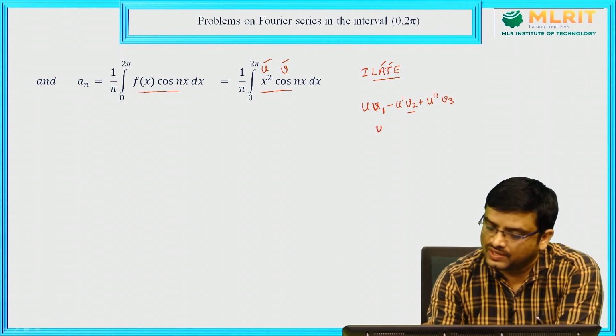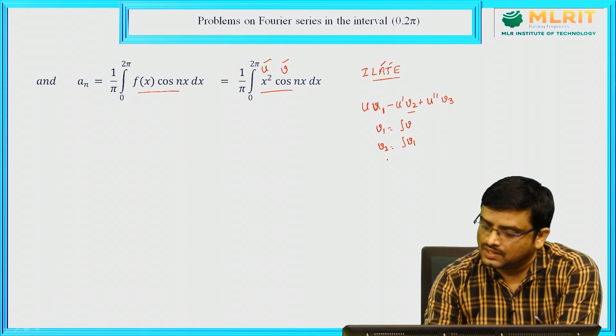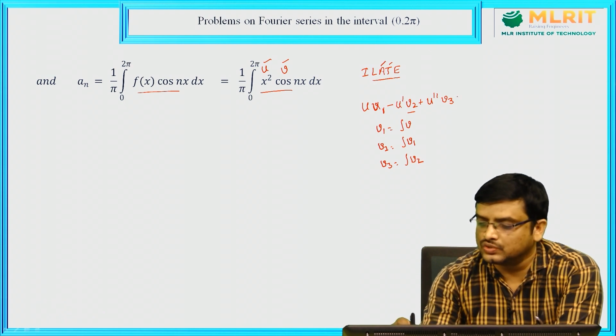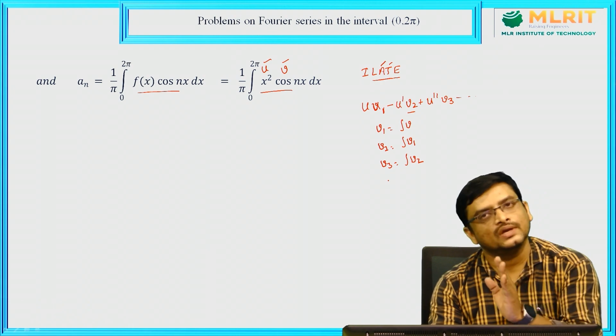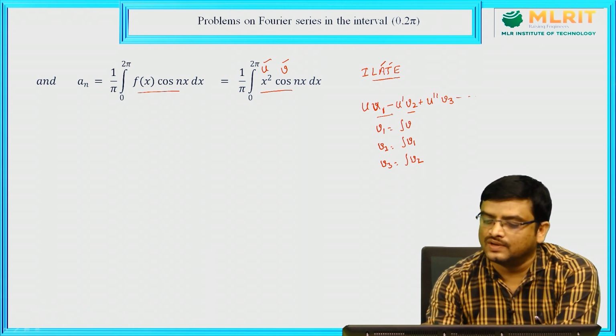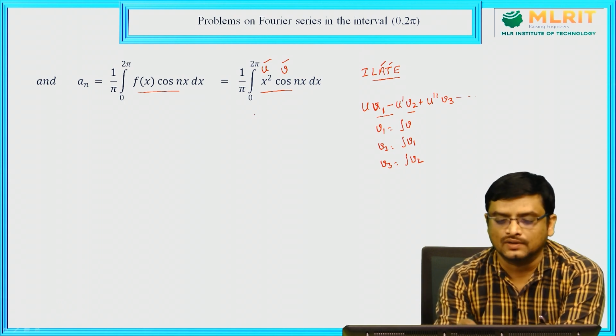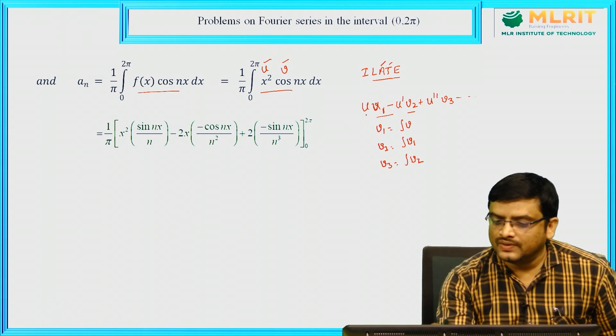So v1 is nothing but integral of v, and v2 is nothing but integral of v1, and v3 is equal to integral of v2, and so on. We have to continue this until we get the derivative of that u is equal to 0. Okay, now by using this standard formula, we will see how to find out the integral of this x square and cos nx dx. So now here we have taken u.